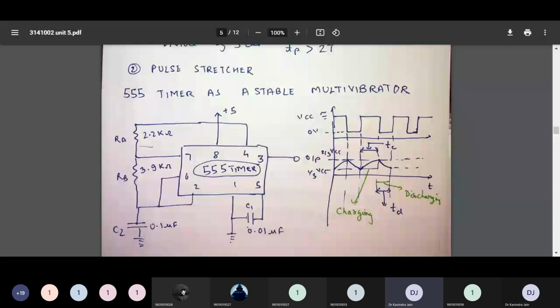Point number two, as soon as voltage across C is equal to two-third VCC, I repeat, as soon as voltage across C is equal to two-third VCC, comparator 1 triggers the flip-flop, and output switches to low.